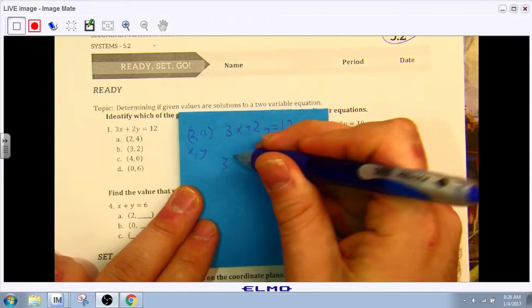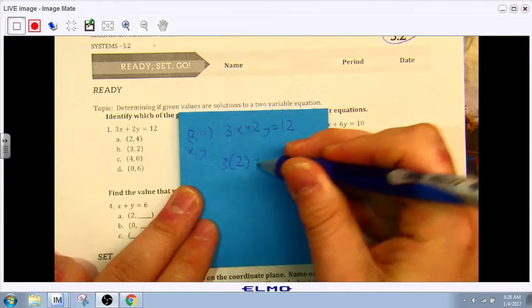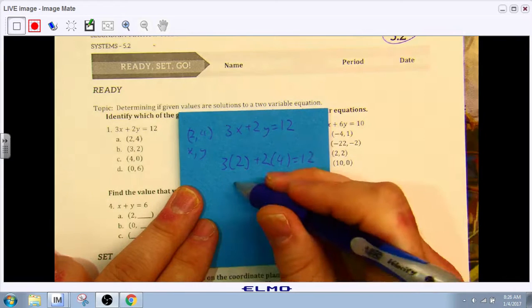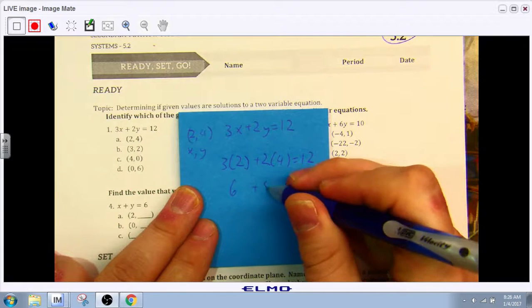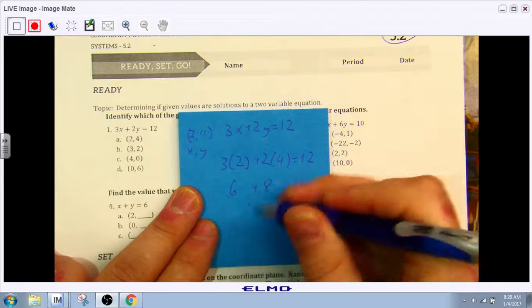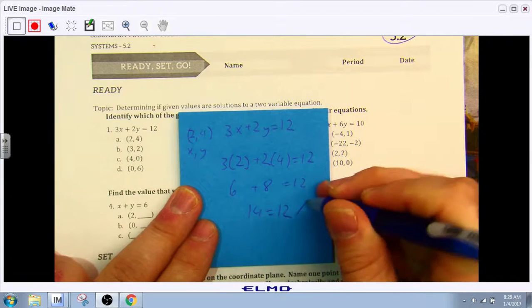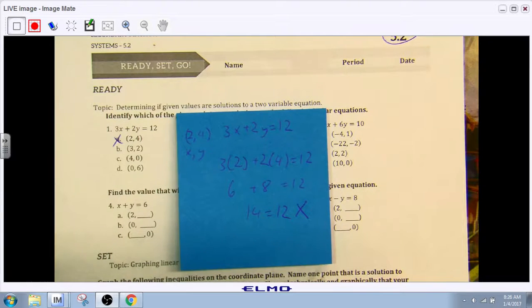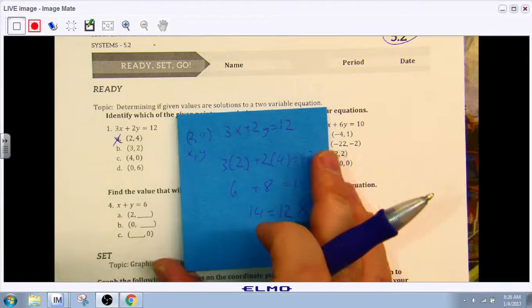So I have 3 times my x, which is 2, plus 2 times my y, which is 4, and that's going to equal 12. 3 times 2 is 6, 2 times 4 is 8, and that happens to be 14. Does 14 equal 12? Nope. So I know that's not the answer. And so we would just repeat that process until we found one that was the answer.